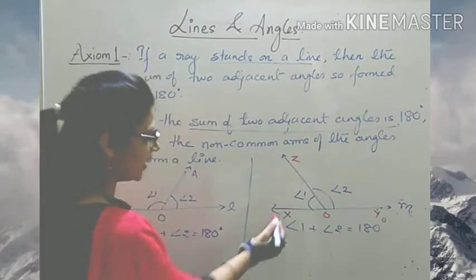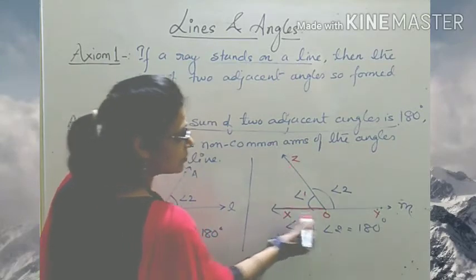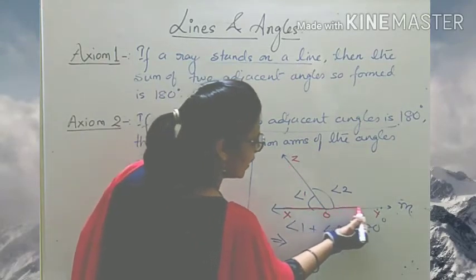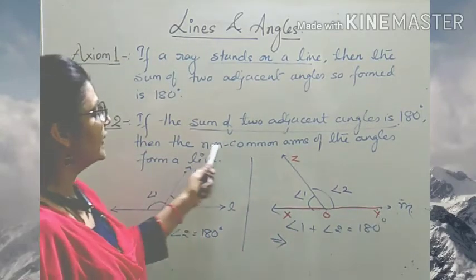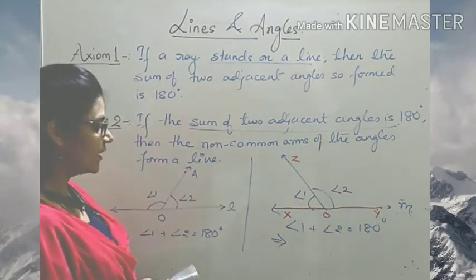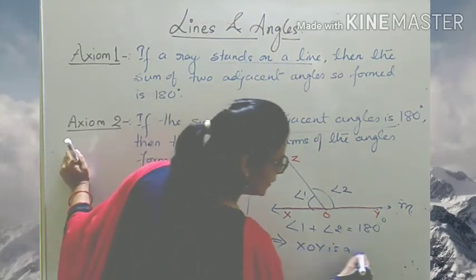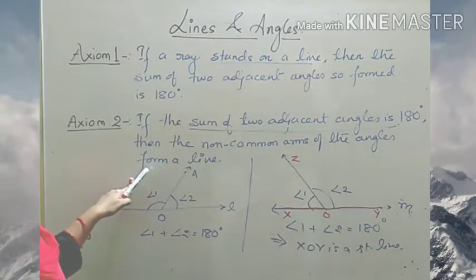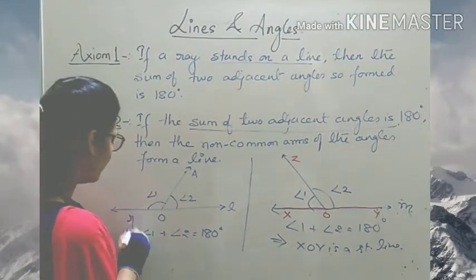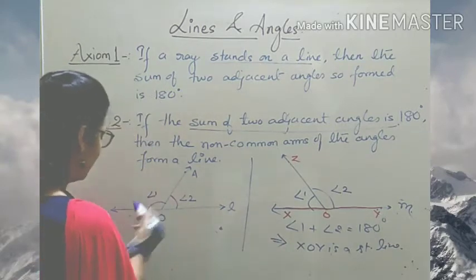So what are the non-common arms? Non-common arms are, this is the common arm OZ, so XO and OY. These are the non-common arms. Then what the axiom is saying? Then the non-common arms of the angles form a line. Then XOY is a straight line. So in the axiom 1, what is there?